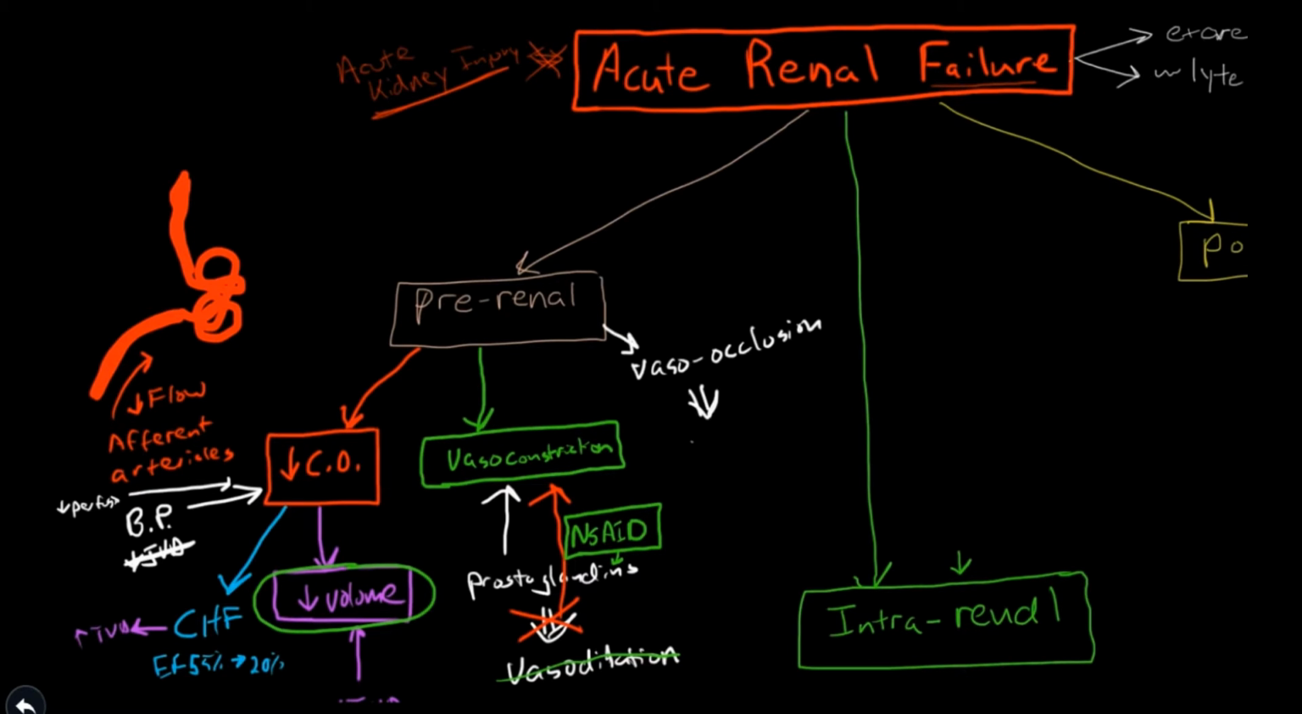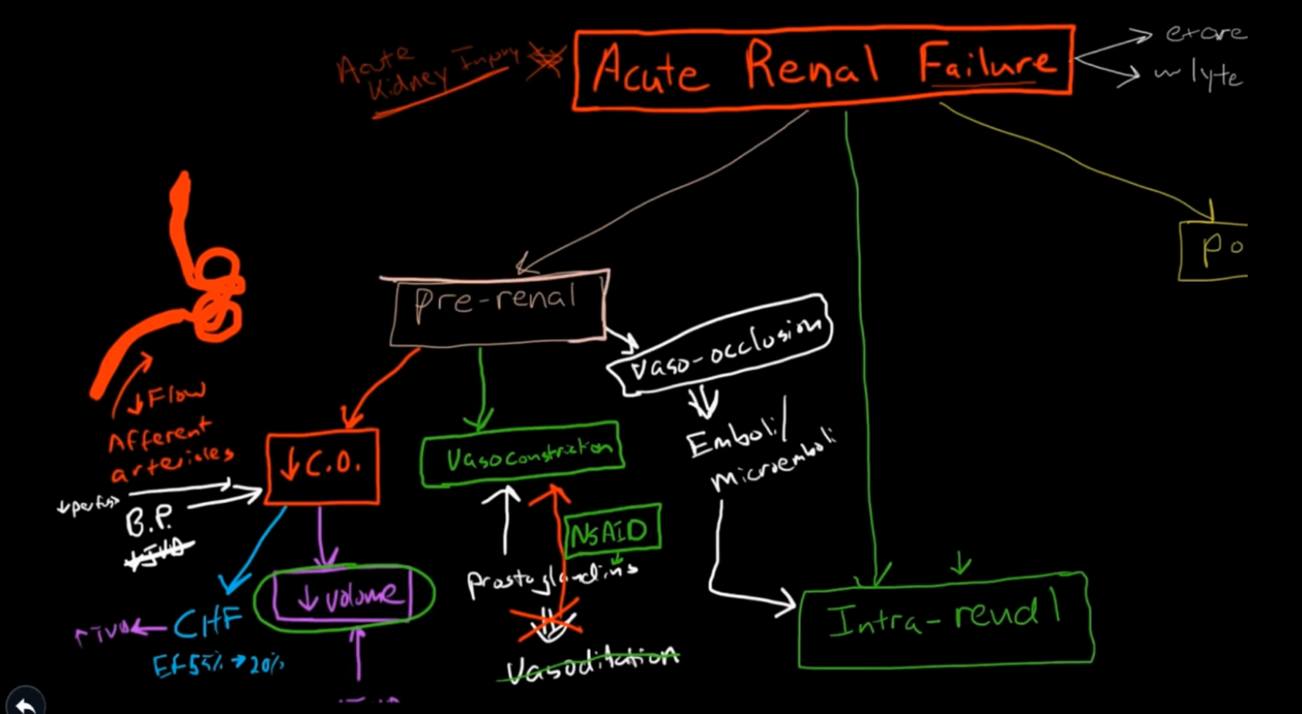Now, the third cause of pre-renal acute renal failure is vaso-occlusion. Now, this is most frequently caused by emboli or arteriosclerosis of the arteries that are feeding the kidney. Now, if you have emboli or microemboli that are disrupting the flow to many nephrons, you are going to have pre-renal failure that is causing intrarenal failure, because you'll have ischemia and necrosis. Now, decreased cardiac output and vasoconstriction, if it is severe enough, can do the same thing.